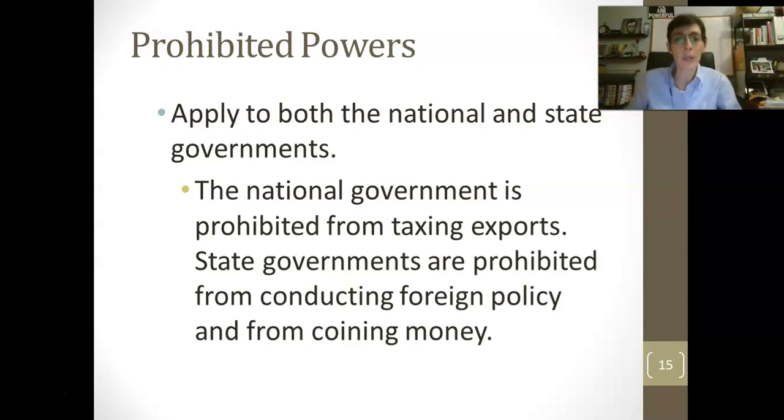If you recall in the video lesson on the Articles of Confederation, we had some problems. Shays' Rebellion was a result of those money problems because each state was having issues regulating its own currency. So in the Constitution, we gave the federal government that authority. States cannot coin money. They cannot create currency.